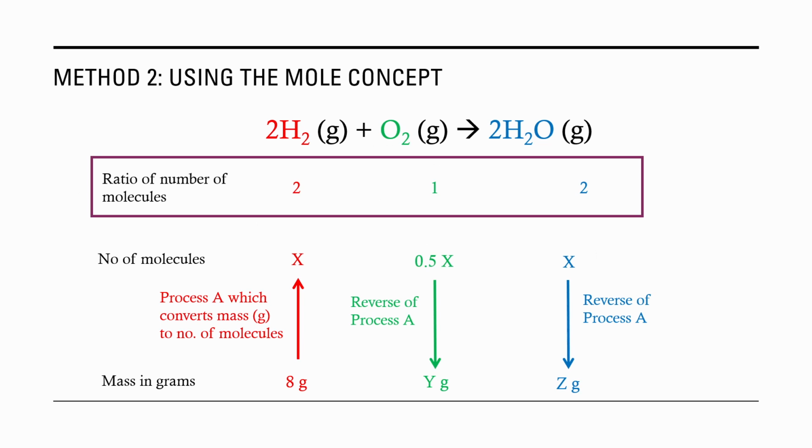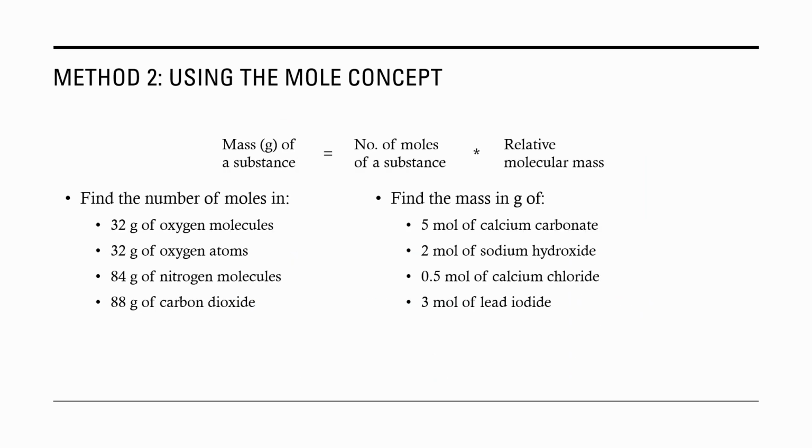Now, let's use this new mathematical relationship and solve the problem that we faced at the beginning of this video. Early on, we said that it will be good if we have process A, which converts the mass in grams of hydrogen to the number of molecules of hydrogen. And we have just learned what process A is. Process A is this mathematical relationship.